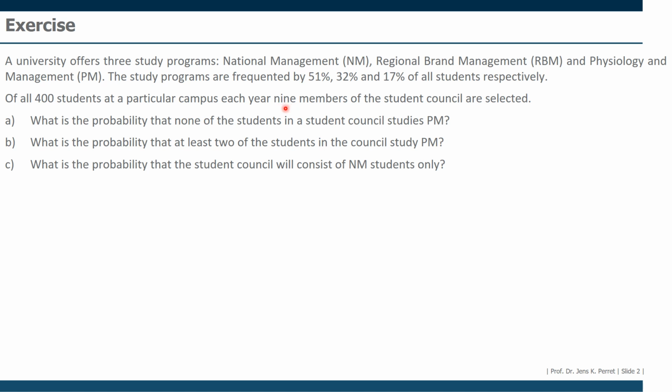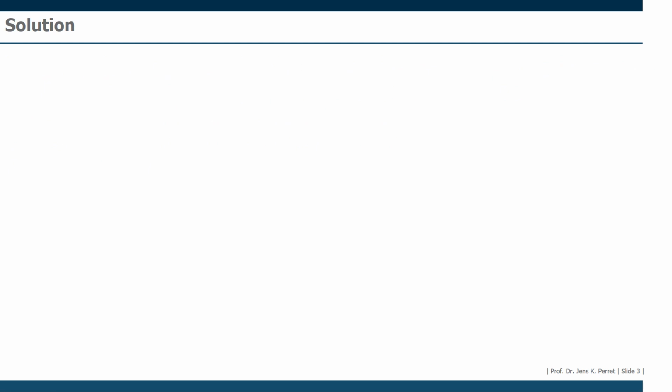So, well, that part is cleared. We can work for the next parts with the hypergeometric distribution. Starting with part A, the first exercise, we want to know the probability that none of the students has the characteristic of studying PM. Well, what do we know? We know that of the 400 students we have, 68 study PM. That's by just using the shares we had on the 400. And we know that we draw a sample of size 9. So we have large K, large N, small n. So we have everything we need for our probability function.